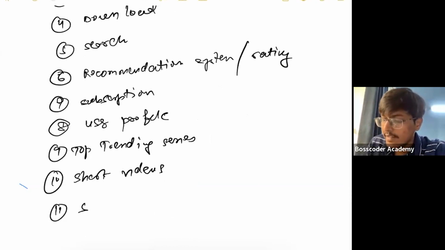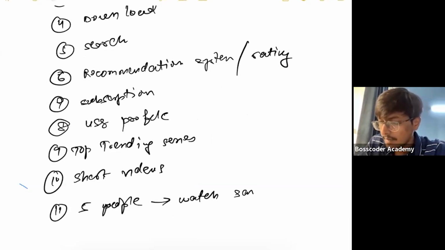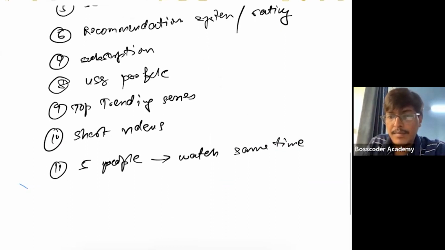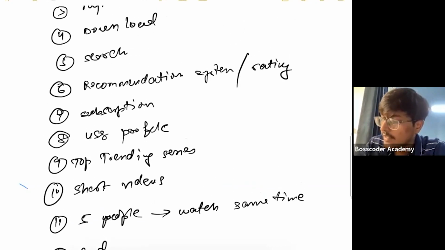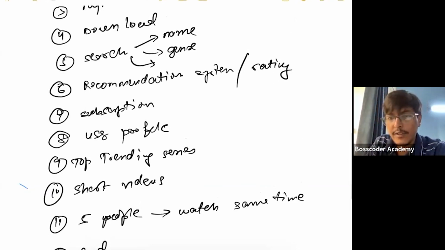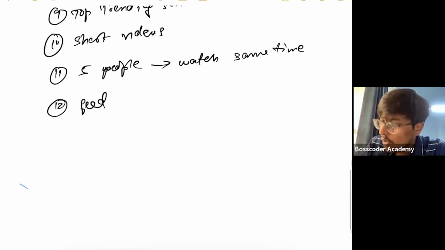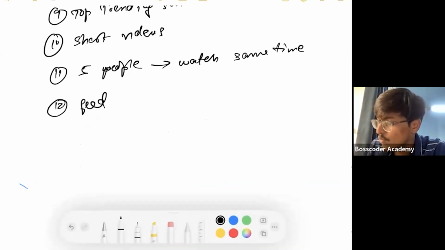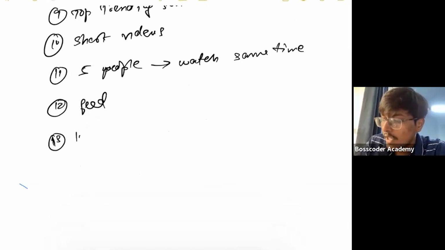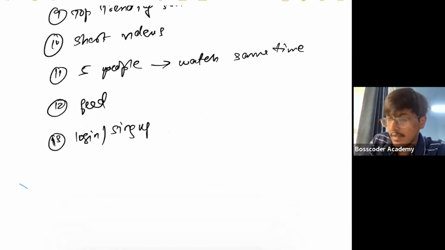Five people can watch at the same time. Upcoming movies, okay, that's not really a feature. There is definitely a feed. That is on search, that you can search by name, you can search by genre or whatever it is called. You can search by different things. Okay, there is definitely login and sign up. Feed is just a list of movies. Okay, let me just have it. There are login, sign up, all those things. Okay, let's just keep up till here.